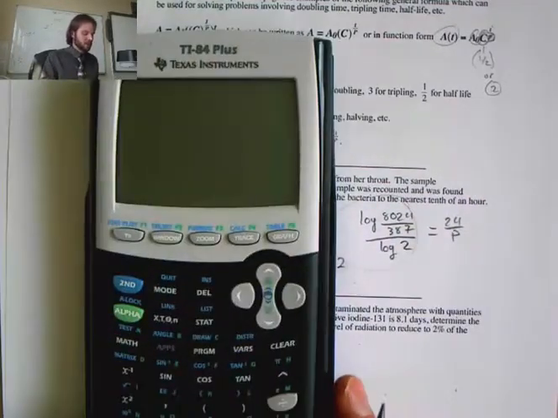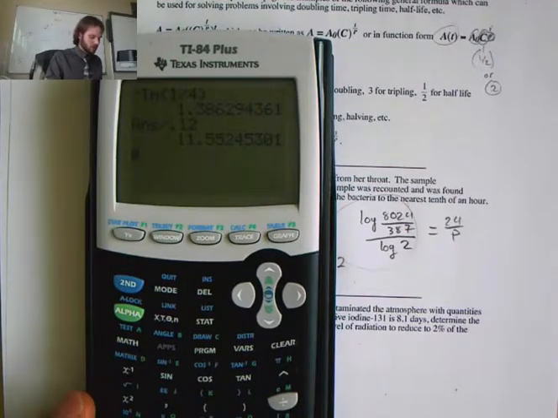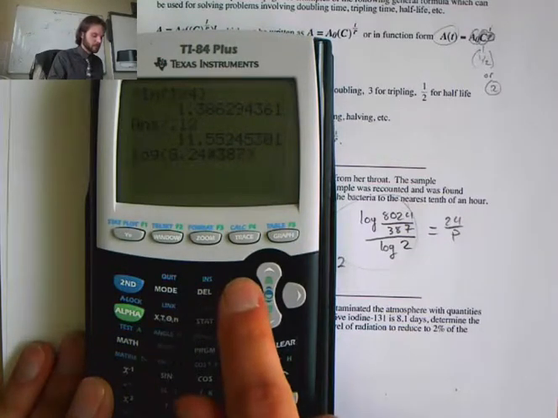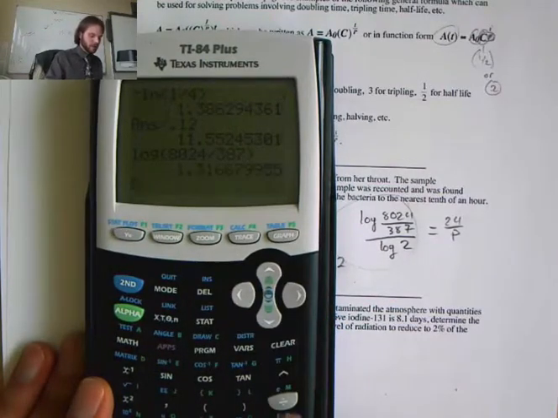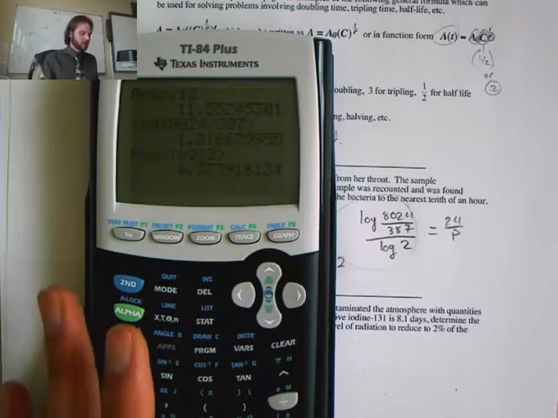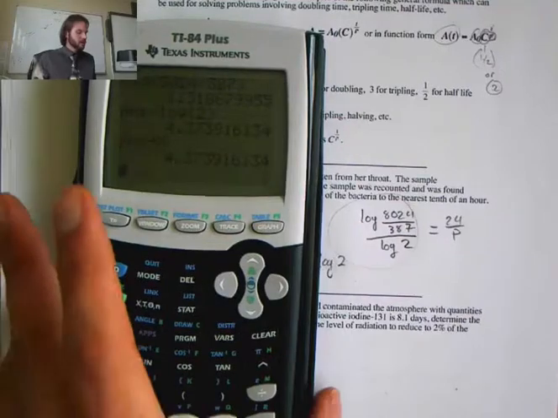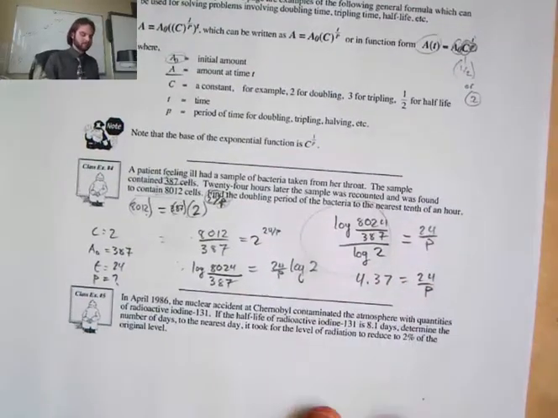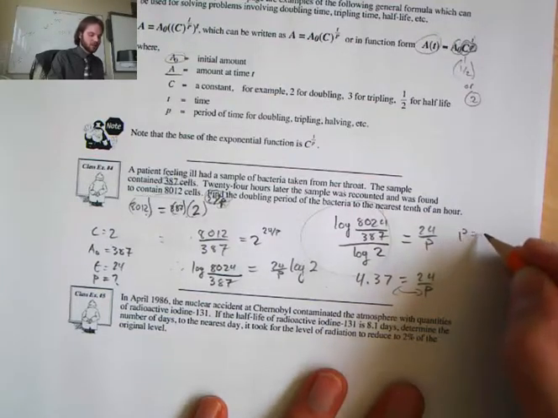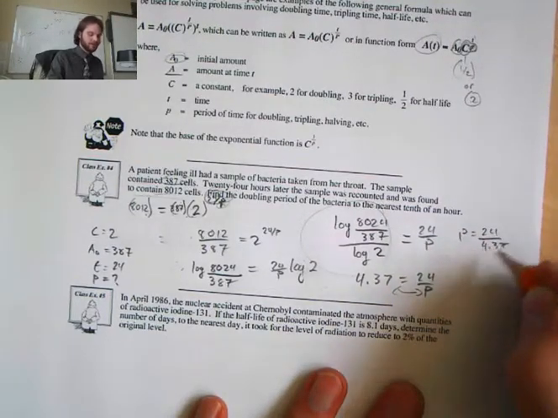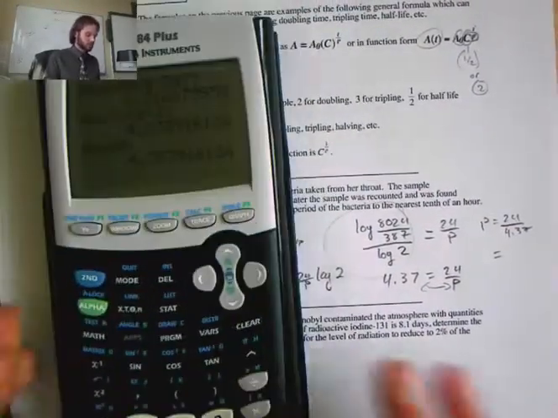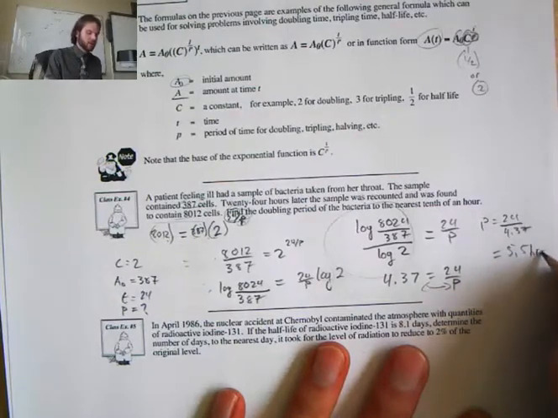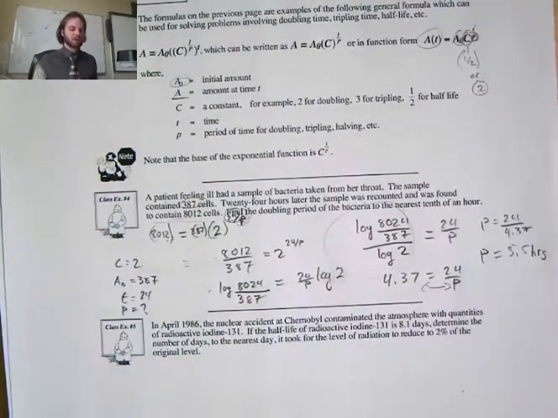When I plug that into my calculator, we have log of 8,012 divided by 387, bracket, and we're going to divide that by log 2. So I get 4.377. I'm going to store this as x. So I have 4.37 is equal to 24 divided by p. Now I must solve for p, so I'm going to just cross multiply. So p is equal to 24 divided by that 4.37. I go 24 divided by second answer, and I'm going to end up getting 5.5. 5.5 hours is my doubling period. So it takes 5.5 hours for it to double.